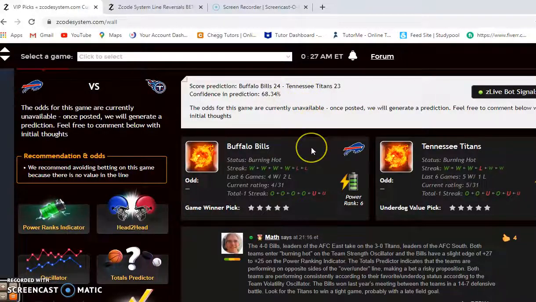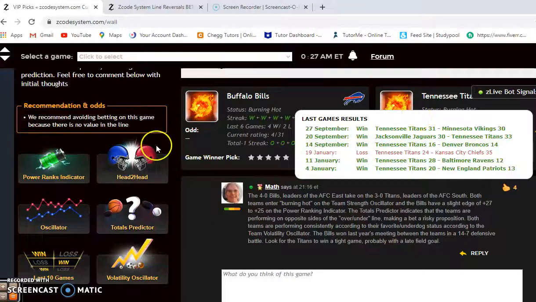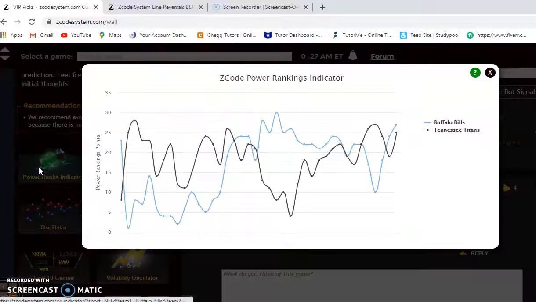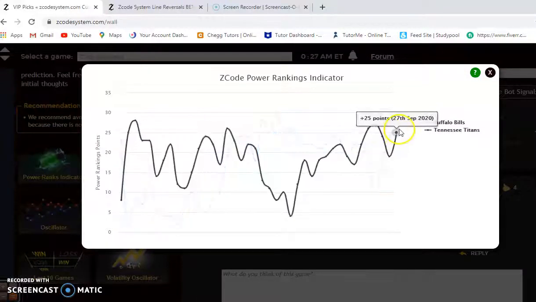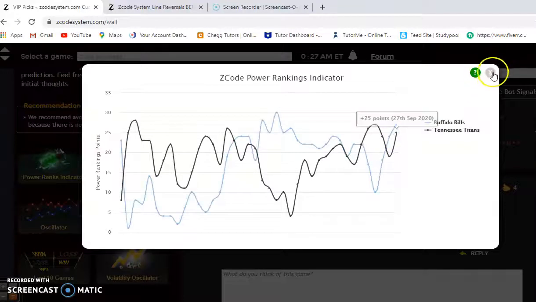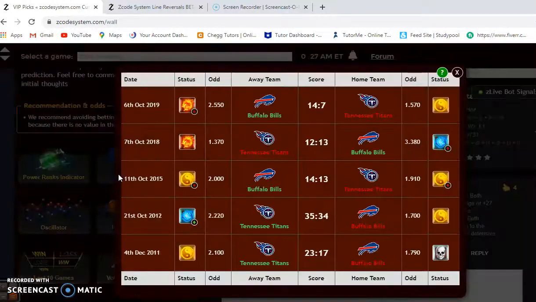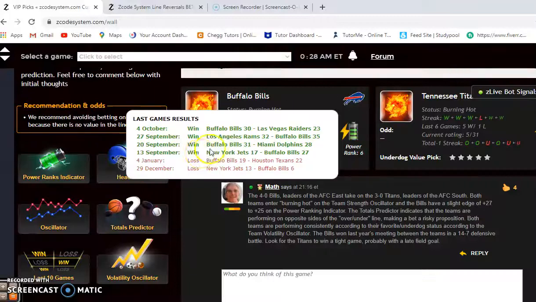You can see that it is pretty much a toss-up type of a game, which isn't a surprise the way the two teams have been playing. Like I said, both teams are burning hot at the moment. If you look at the power ranking indicator, you see Buffalo here is plus 27. Tennessee is at plus 25, so very close there. Head-to-head matchup: last year the Bills won a defensive battle by a 14-7 score as a road underdog.